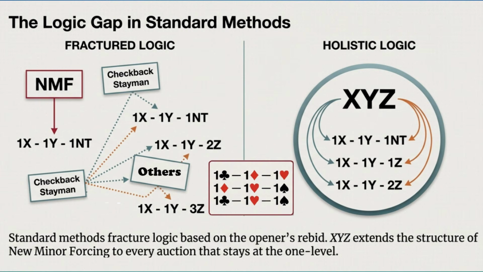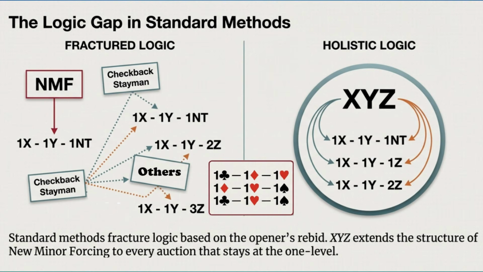We all have these fantastic, powerful bidding tools, but they often come with some really frustrating limits. I mean, think about new minor forcing or checkback Stayman. They're amazing for figuring out if you have a game after your partner rebids 1 no trump. They give you a ton of structure and precision. But that's the thing. They're pretty much locked into that one specific auction.